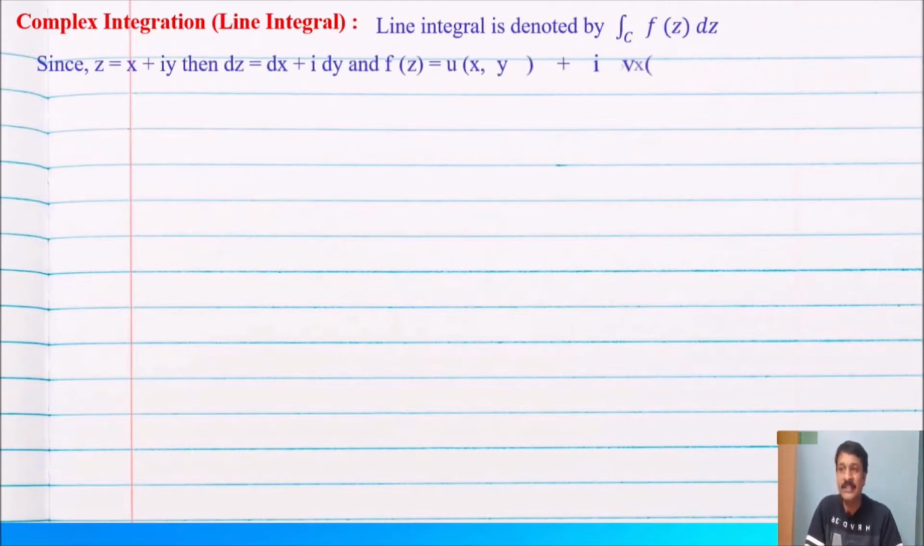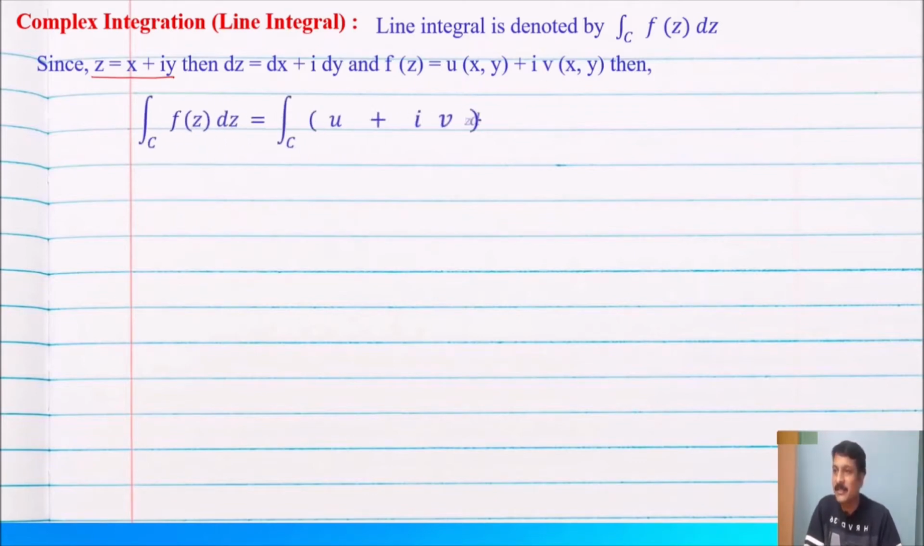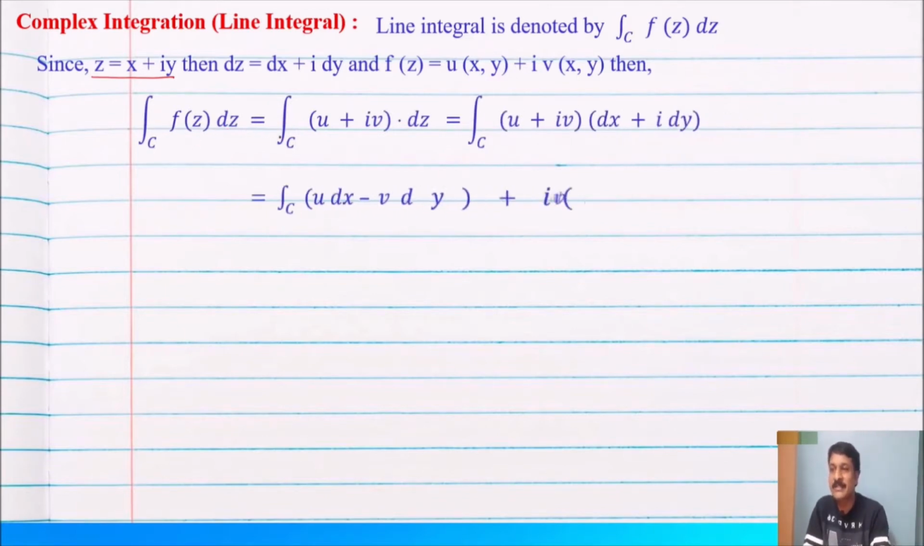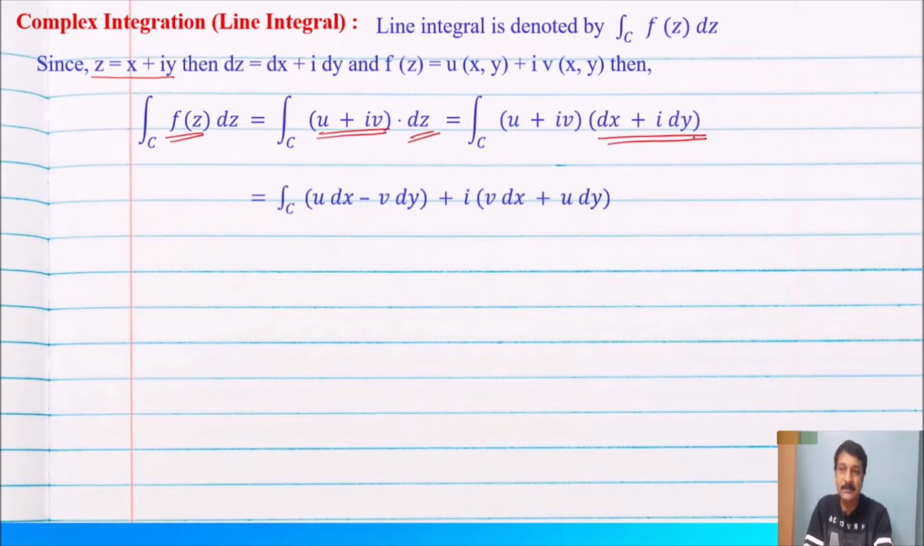Since z equals x plus iy, what is dz then? If we take dz from this, we get dz equal to dx plus i dy, and f of z equals u plus iv. Then this line integral becomes integration over c f of z dz equal to, you put this f of z as u plus iv and this dz as dx plus i dy.